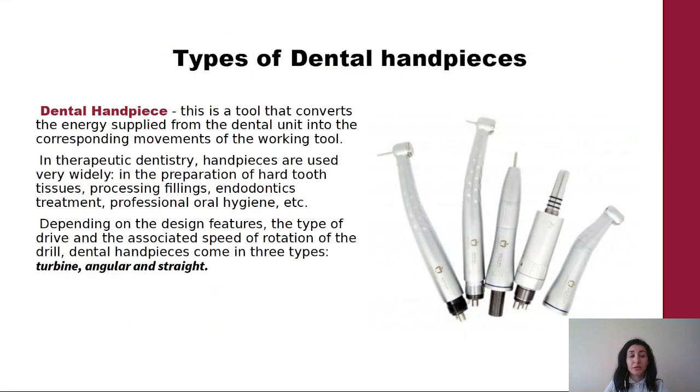Types of dental handpieces. Dental handpieces. This is a tool that converts the energy supplied from the dental unit into the corresponding movements of the working tool. In therapeutic dentistry, handpieces are used very widely in the preparation of hard tooth tissues, processing fillings, endodontic treatment, professional oral hygiene, and so on. Depending on the design features, the type of drive, and the associated speed of rotation of the drill, dental handpieces come in three types: turbine, angular, and straight.